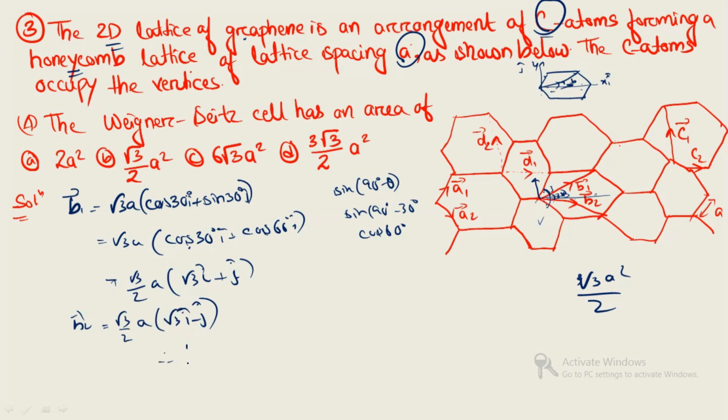Okay, and finally we write what? B2 cross B1 to calculate its area. So when you do this B2 cross B1, this is B1, this is B2, just do the cross product and you will get the answer to be 3 root 3 a square by 2.